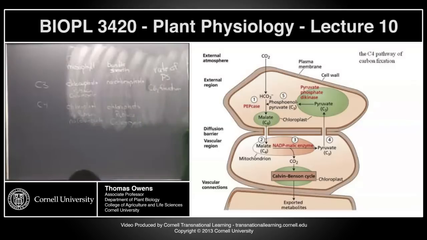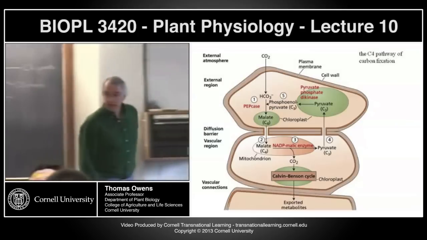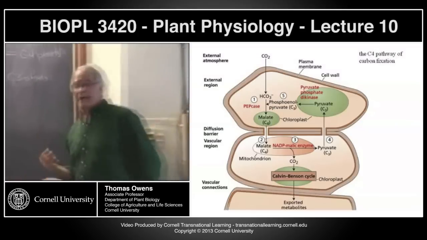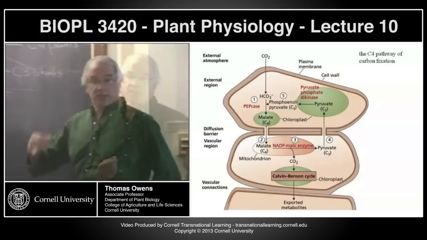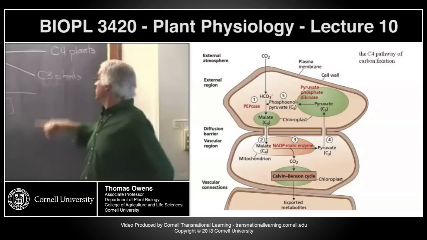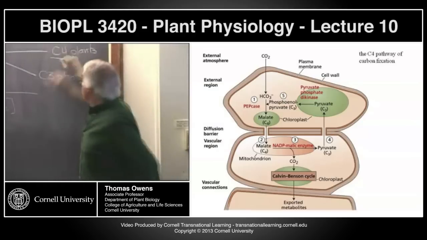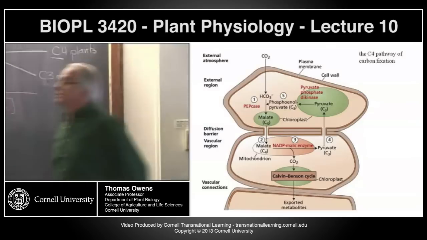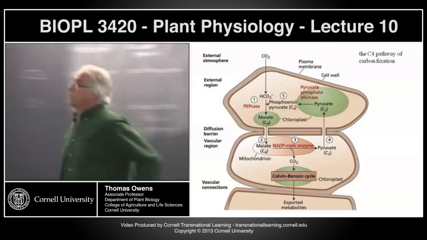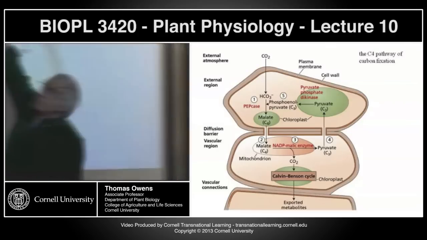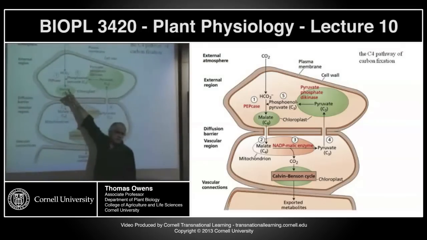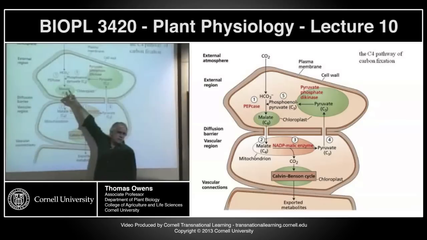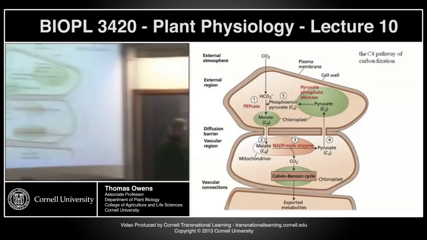Seems bizarre, doesn't it? Until you understand what's going on here, it seems completely crazy. So let's go through and make some sense out of this. First thing we want to do is think about why we call these guys C4 plants. They're called C4 plants because up here at the top there's our CO2. And remember, have I talked about CO2 and bicarbonate equilibria? Did I mention that? I should do that.